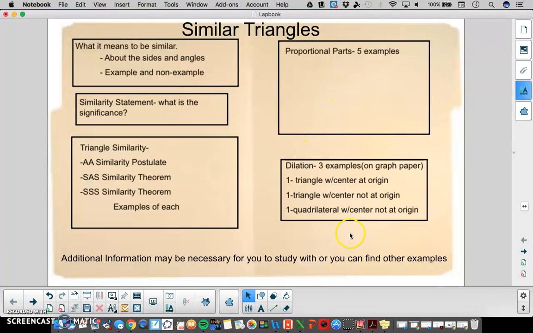You need some dilation examples, 3 examples on graph paper. You need one that's a triangle with a center at the origin, one triangle with a center not at the origin, so dilating somewhere else on the plane, and then one quadrilateral with the center not at the origin, so dilating 3 different ways.